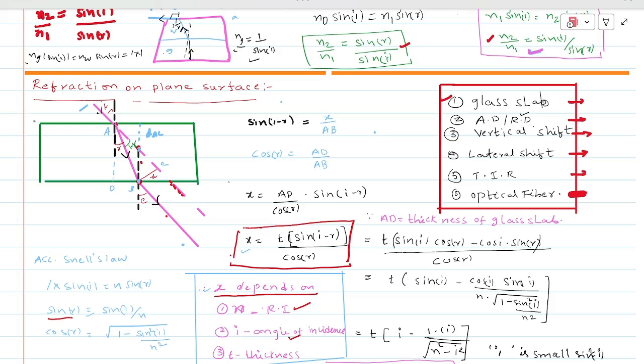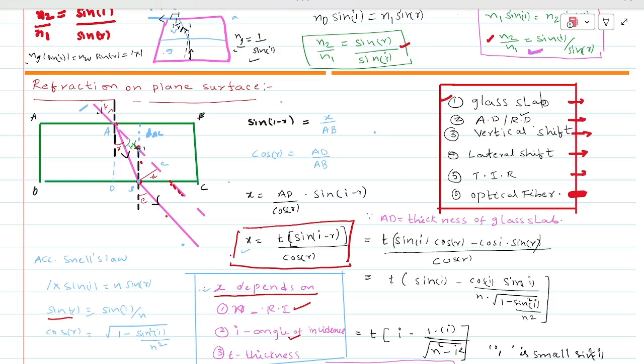Here you can see ABCD, one rectangular glass slab is taken, and the incident ray is given here from one medium to glass, and from glass to another medium, emerging. Angle I is the incident angle, angle R is the refracting angle, and I minus R is the deviation angle. Angle E is the emergent angle, and X is equal to the lateral shift. And here is the vertical shift.